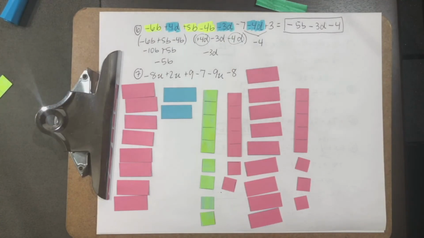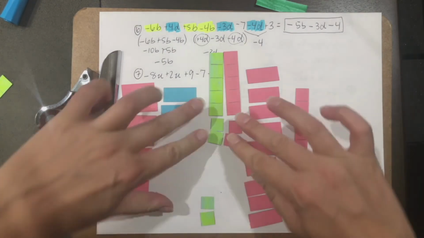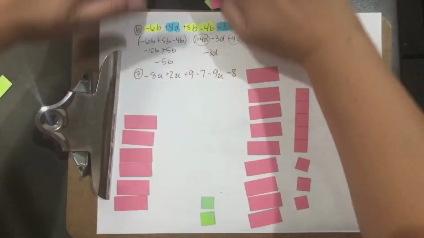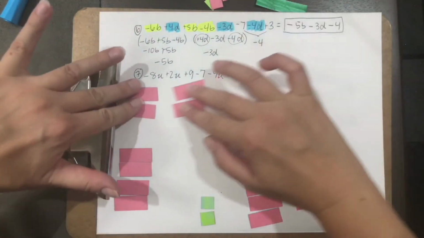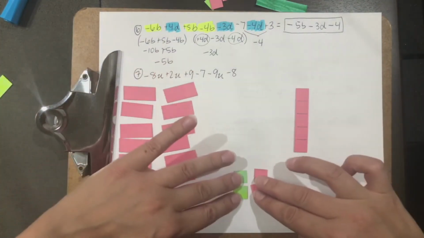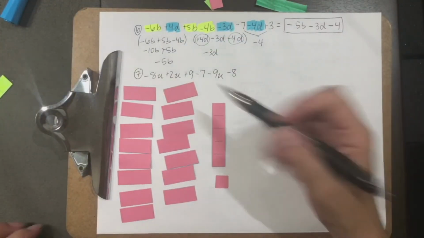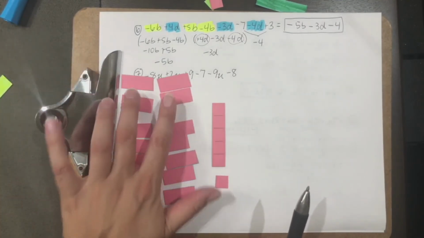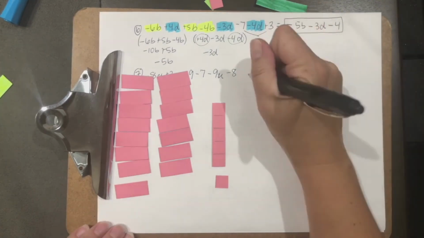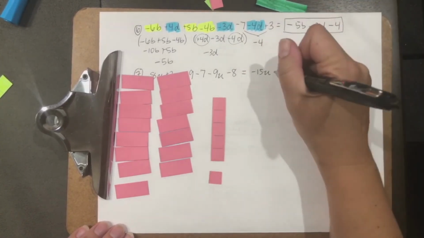Okay, let's do some zero pairs. These guys and these guys make zero pairs, so we'll just slide those off. These make zero pairs, so we'll slide those off. Let's line these up together. We'll group them. And then those make zero pairs, so we'll slide those off. And our final answer is going to be 2, 4, 6, 8, 10, 12, 14, 15 negative U's, minus 6.